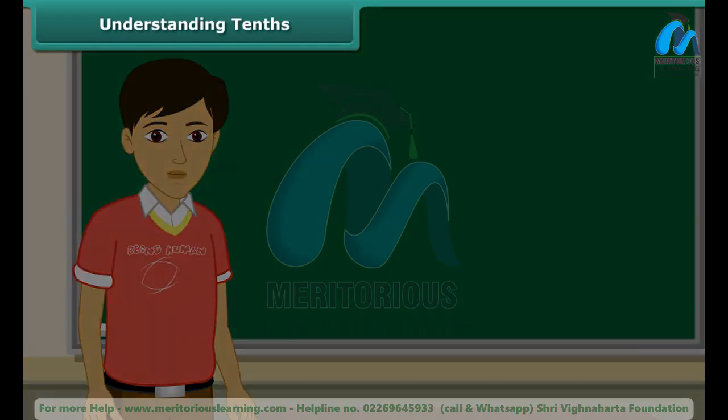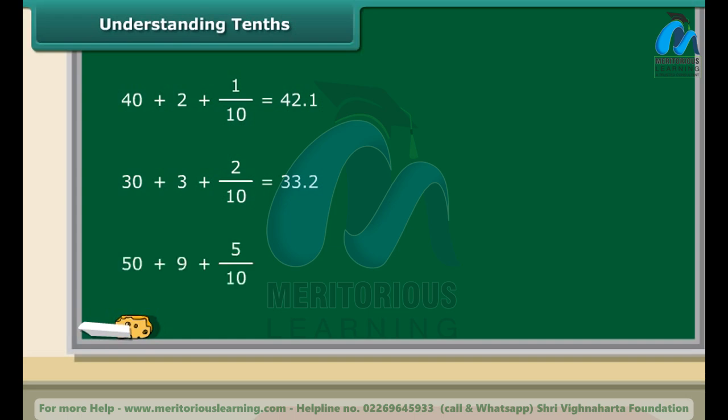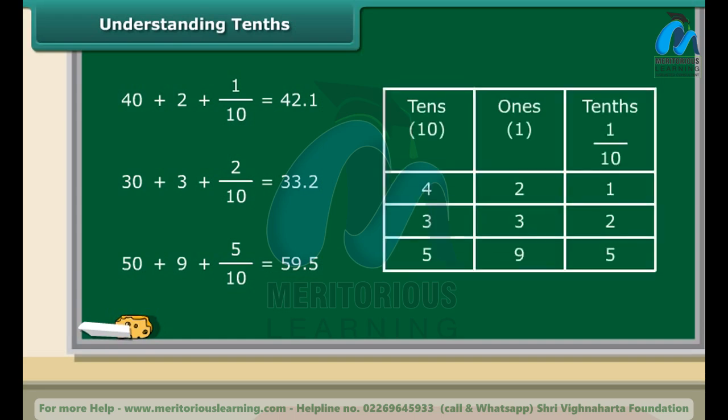Consider the example 40 plus 2 plus 1/10. You know that 40 plus 2 is 42. Adding 1/10 to it will make it 42.1. Consider another example. 30 plus 3 plus 2/10 will be 33.2. 50 plus 9 plus 5/10 will be 59.5. Let us read these numbers from the table.